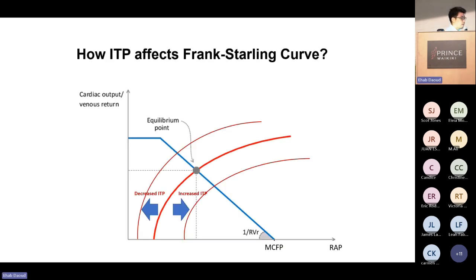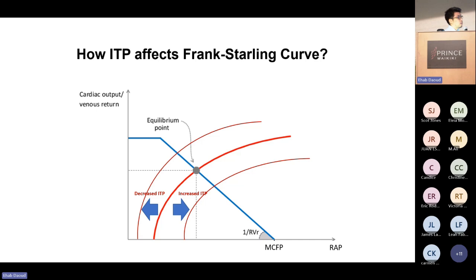So this is a Frank-Starling curve. I think this is a very famous curve for hemodynamics. This represents cardiac output, and this is the venous return curve. You might have seen this in Guyton's physiology. Basically, this crossing point, which is called the equilibrium point, is the cardiac output.